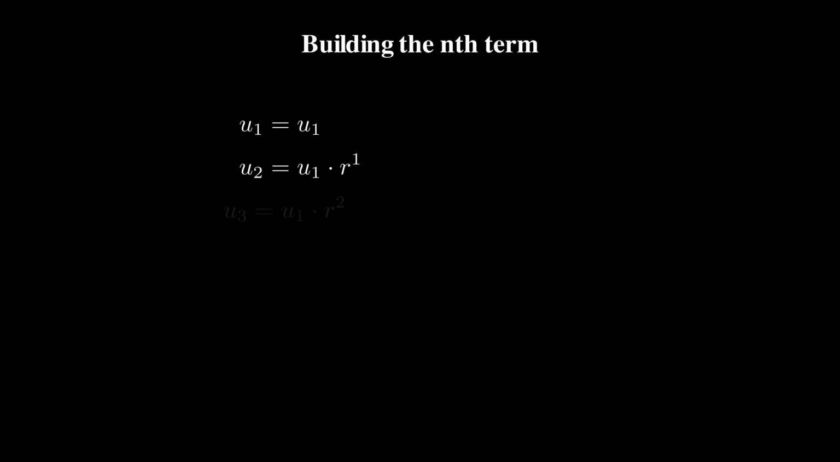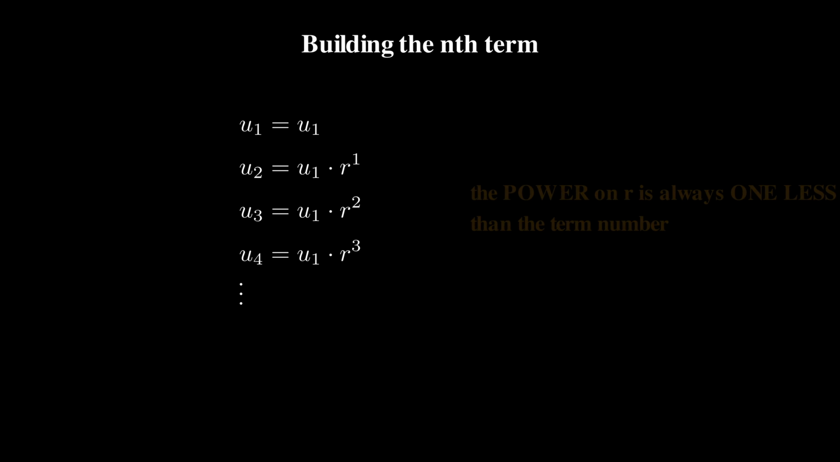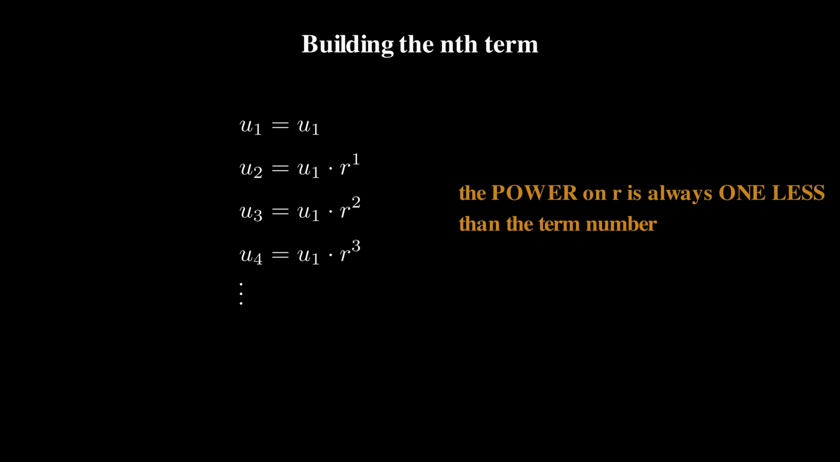Let's build the formula rather than memorize it. The first term is just u1. To reach the second, we multiply by r once. The third, u1 times r squared. The fourth, u1 times r cubed. Watch the power on r. Same pattern as the arithmetic case, just with powers instead of multiples.